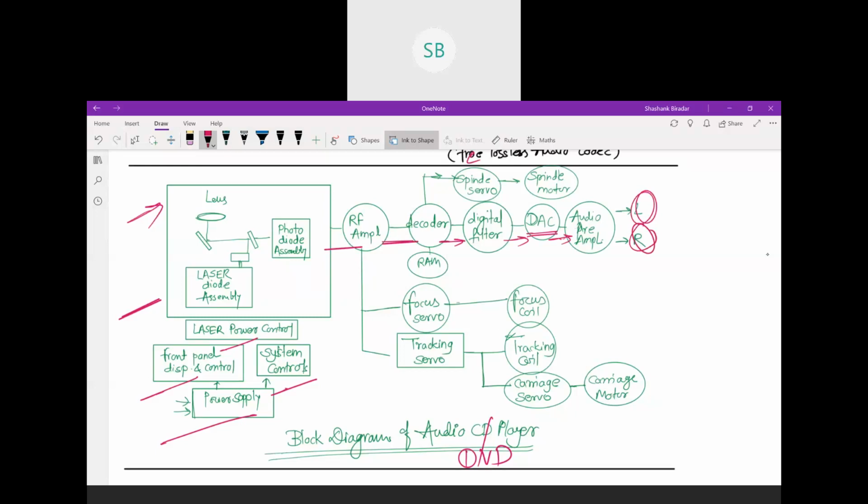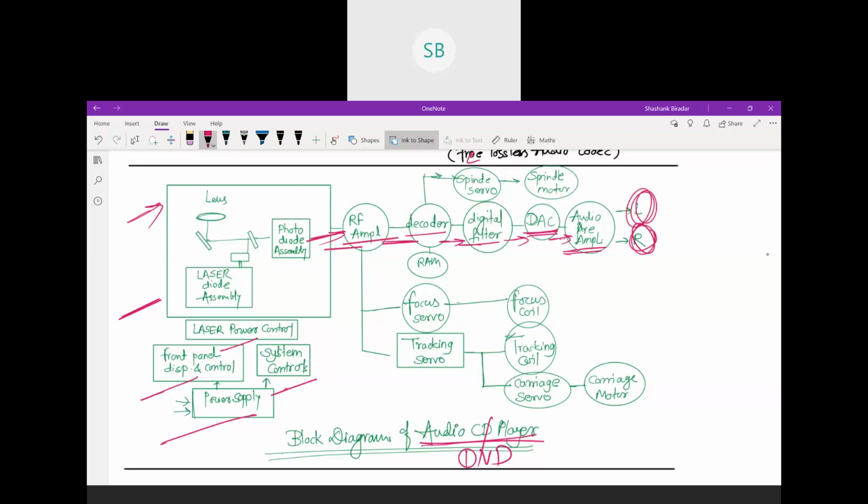Here we are focusing only on the audio CD player, that is why there is no concern of video. Are you getting what I'm saying? If there is a concern of video, then we need to put in some other block which could retrieve the video information from that particular disk. So basically the digital signal comes from this one, is amplified, then decoded, then filtered, then converted into analog, and then again through the amplifier given to the stereo channel speaker.